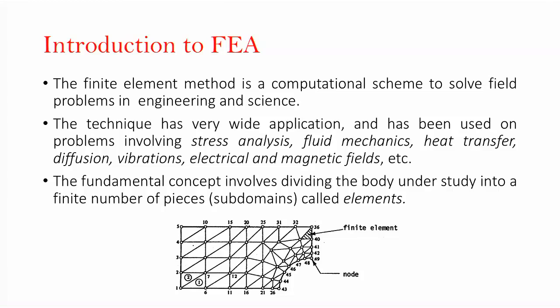So this is an example that is divided into small pieces. Each piece here is called an element. So each triangle here is called an element. And the corners, or the vertices, the points, are called nodes. These are the two parameters that are very important to define how we do the finite element analysis. So just remember these two terms, element and node.